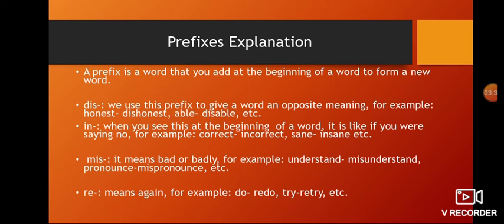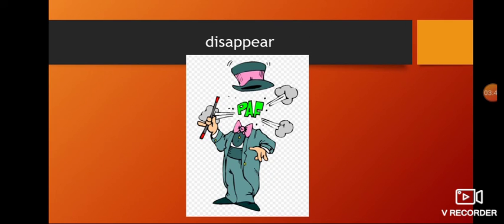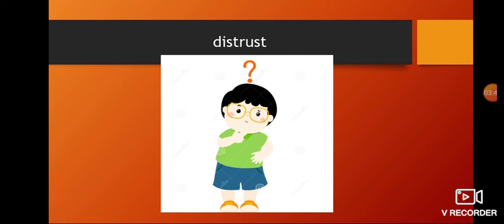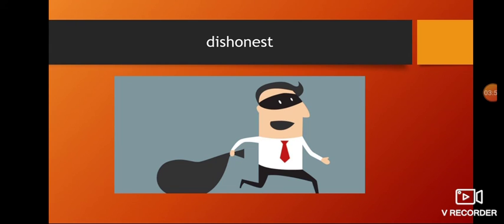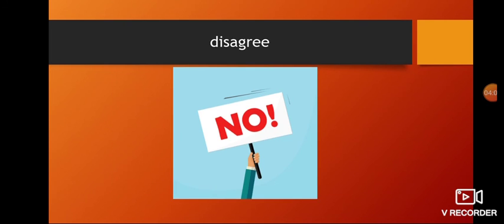So let's continue learning about the words from this lesson. The first one, disappear, disappear. Distrust, distrust. It means when you don't trust somebody or something, right? Dishonest, dishonest. Remember, it is not "dishonest" with an H sound. No, the H is silent, and that's why we only say dishonest, dishonest. Disagree, disagree.